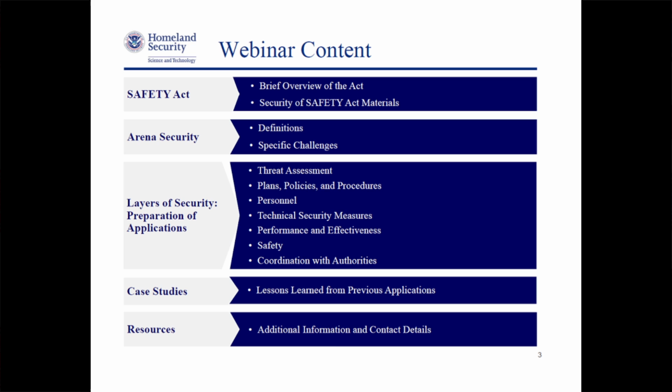We will focus on the specific definitions and challenges posed by these types of applications. Our submission tips will be specifically tailored to event, arena, and stadium security, and will organize application requirements into the main components of stadium security. We will go through the following components: vulnerability, risk, and threat assessments; plans, policies, and procedures; personnel; technical security measures; performance and effectiveness; safety; and coordination with federal, state, and local law enforcement, along with local fire and emergency authorities.